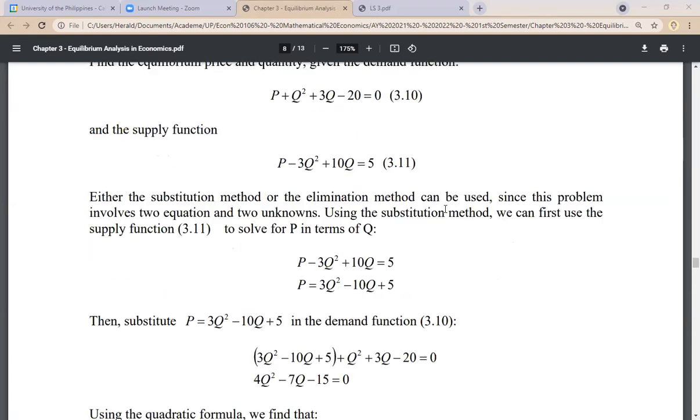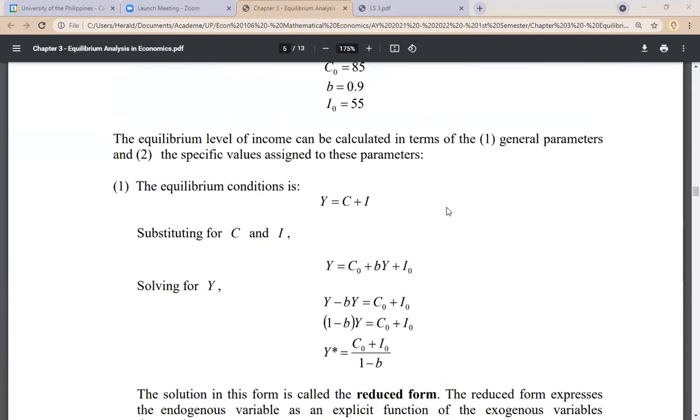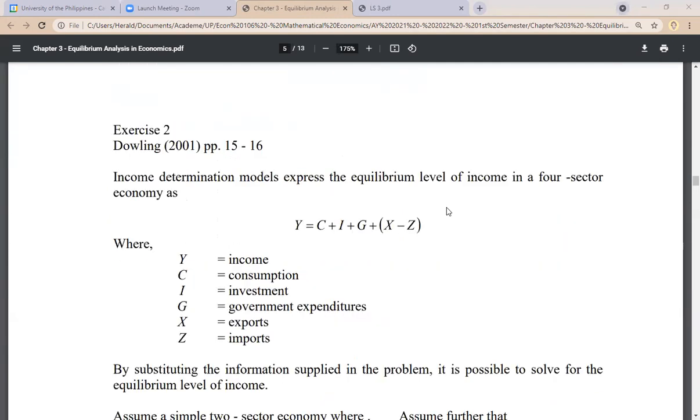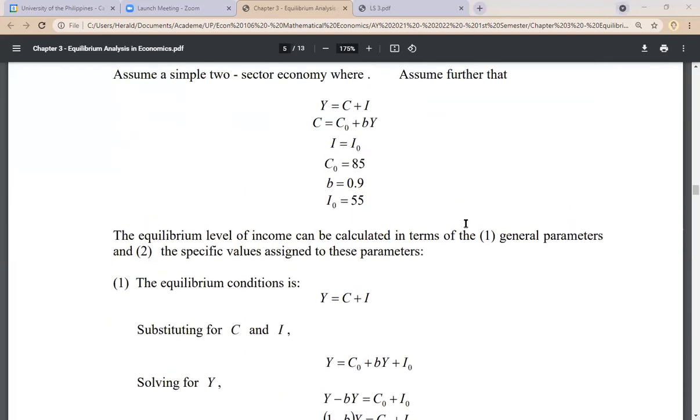So, having another example, still pertaining to the national income model. Now, here's another exercise. Suppose that we have this two-sector economy. We still have the national income. We also have the consumption function here, and we assume further that y is equal to c plus I. We also have c is equal to c sub 0 plus py. We also have investment and some specific values.